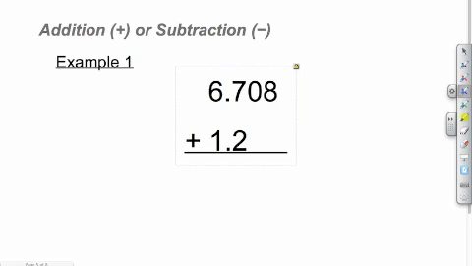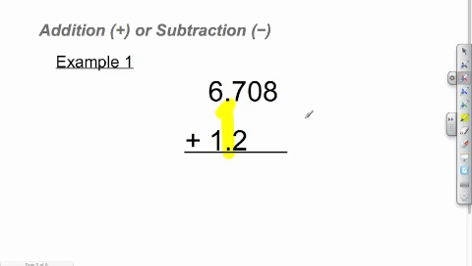All right, what about addition and subtraction? Well, there's a different rule for those types of calculations. Here I'm given the task of adding 6.708 to 1.2. Now when you're adding and subtracting, one of the things I like to do is to write it out exactly the way you see here. And what I'm looking for is I want to line up these decimal points. Because the rule on adding and subtracting and what your answer should be is based upon how many places after the decimal point each value has.